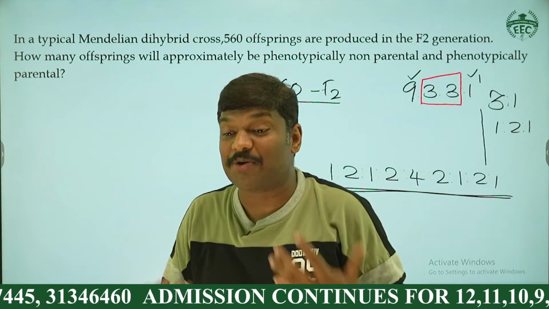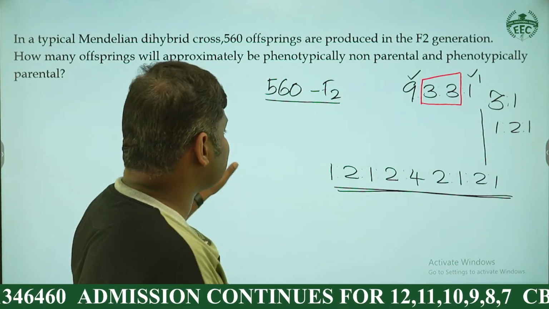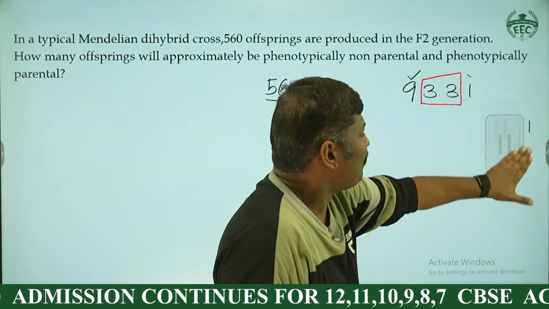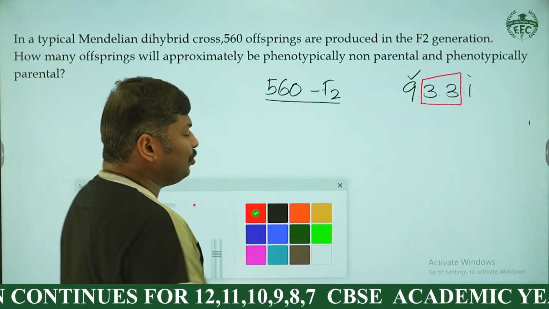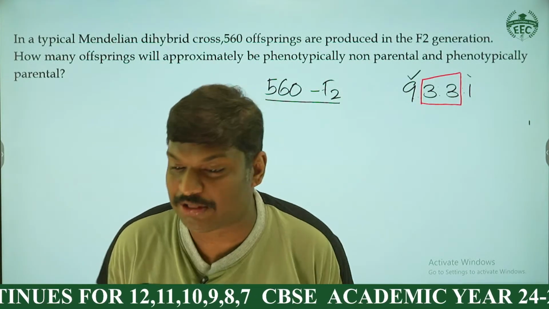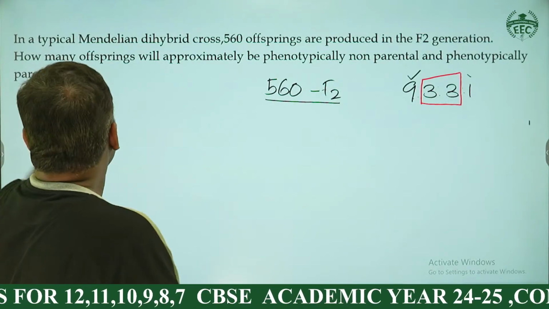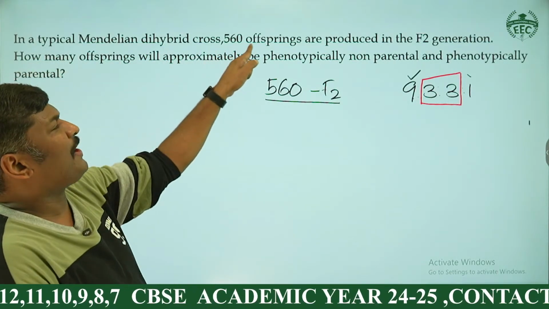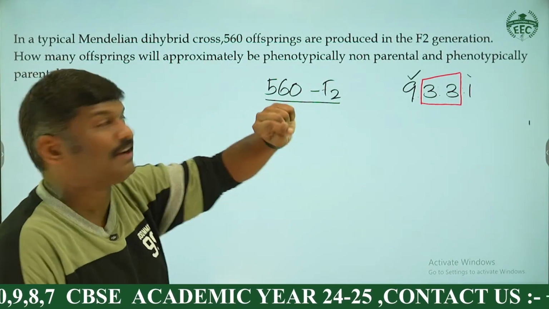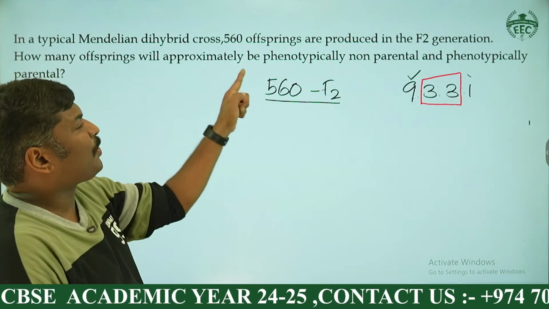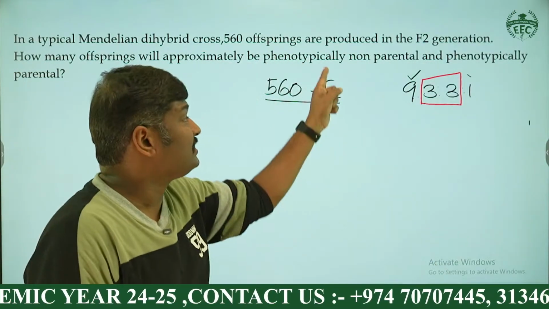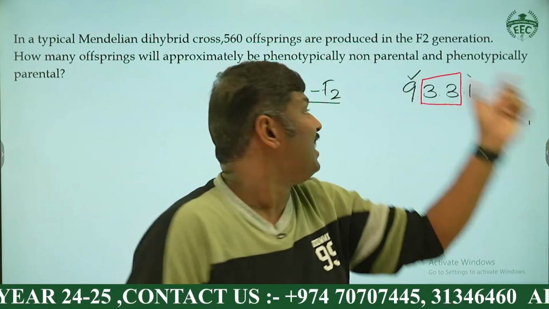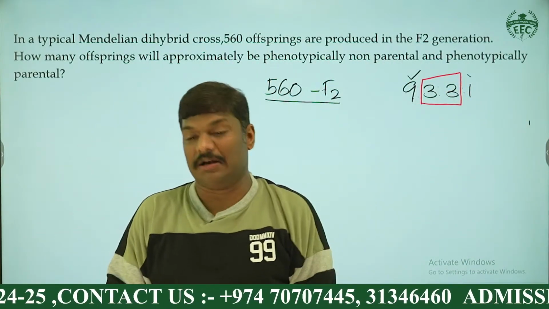But how can we find out the answer, my dear student? That is also very important. What is the ratio? I told 9:3:3:1. When there is a question, how can you solve it? All of you look at the board. Please listen. In a typical Mendelian dihybrid cross, 560 offsprings are produced in the F2 generation. How many offsprings will approximately be phenotypically non-parental? The question is about phenotypically non-parental and phenotypically parental.